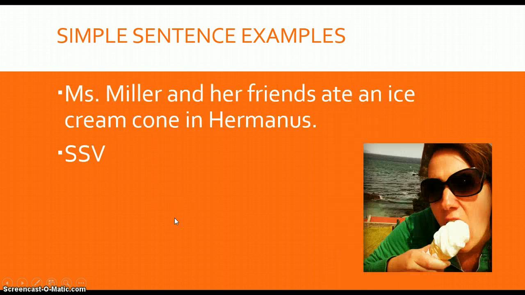Here's another example. Miss Miller and her friends ate an ice cream cone in Hermanus. In this sentence, we have 2 subjects doing one action. We have the subject of Miss Miller and we have the subject of friends. And what are they doing? Well, they ate. So this gives us an SSV simple sentence.